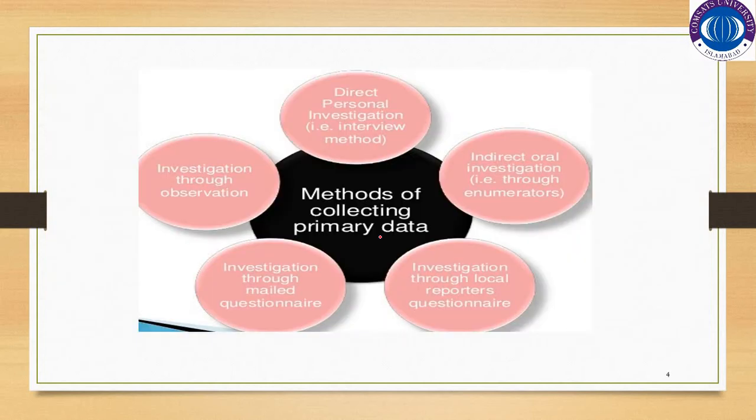Methods of collecting primary data. These are some methods which are used to collect primary data: direct personal investigation or interview method; indirect oral investigation through enumerators, where you don't go by yourself, you just send some enumerators to the interviewee to collect the data; investigation through local reporters; questionnaire; investigation through mailed questionnaire; and investigation through observations. So these are some sources of collecting primary data.